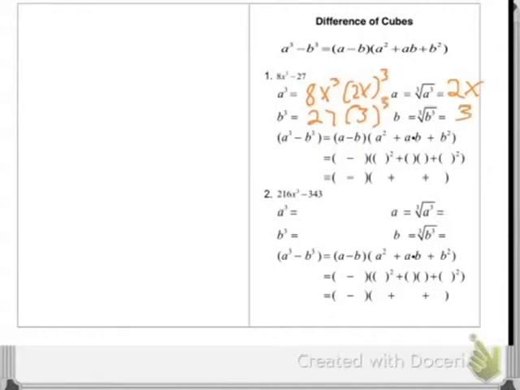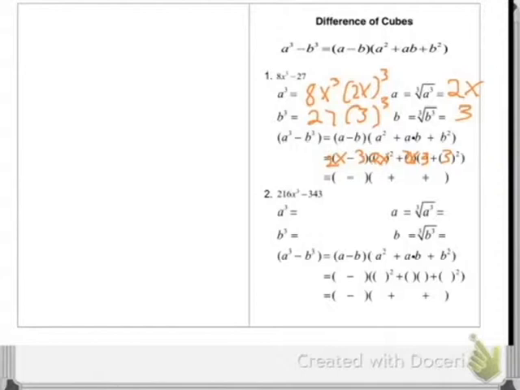B is 3. Now once you have your A and B, you're going to plug it into the equation A minus B into A squared plus A times B plus B squared. So let's do that. A is 2x minus 3. Then you put 2x here, 2x squared, plus A times B, 2x and 3. Then B squared, your 3.